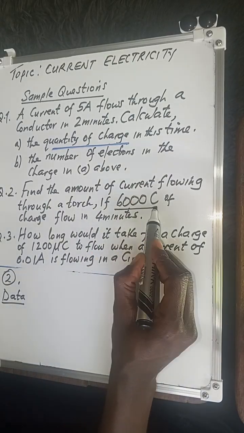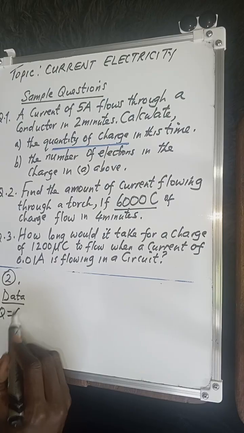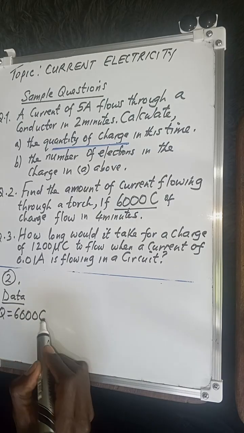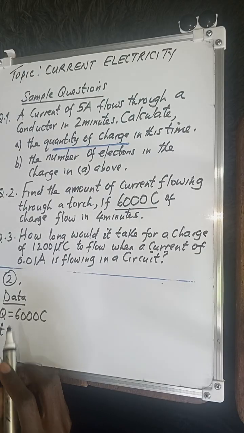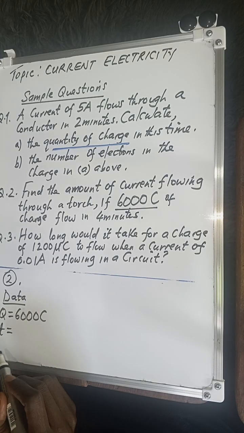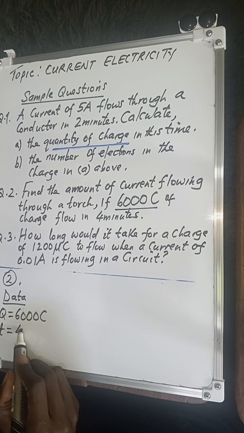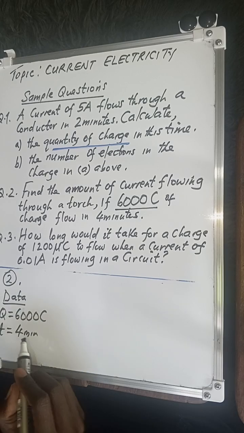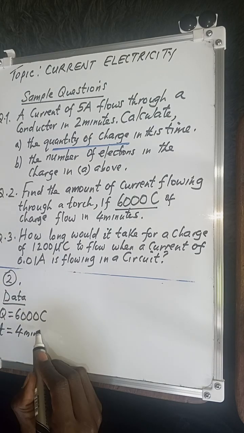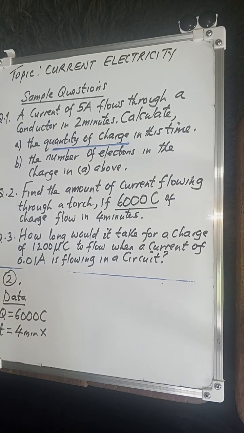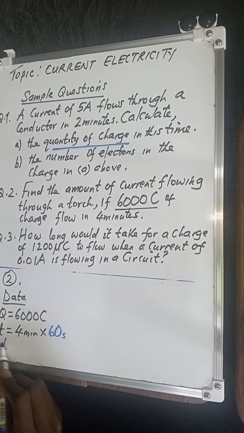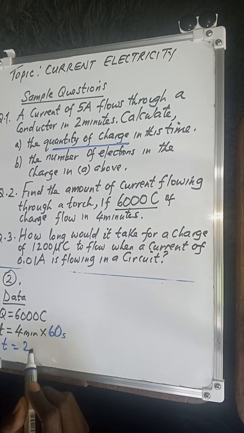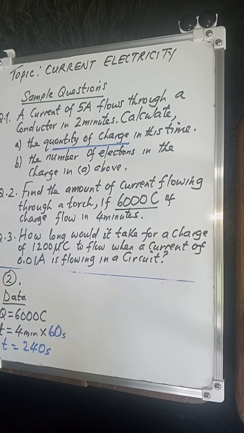They have given us the charge, which is 6,000 coulombs, and they have given us the time in which that charge passes, which is 4 minutes. If you remember, to convert minutes to seconds, you just need to multiply by 60 seconds. So what will that give us? That will give us 240 seconds.